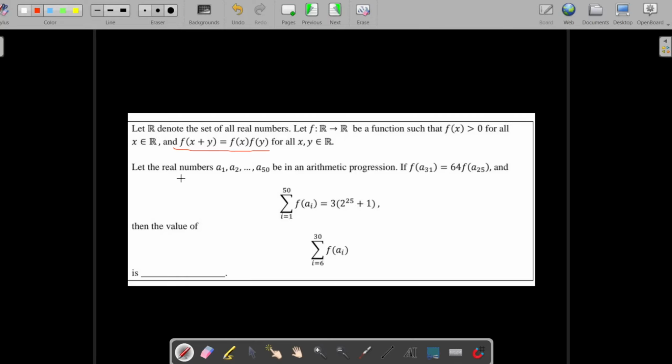The question is, let numbers a1, a2 up till a50 be in an arithmetic progression, and we have some values and some conditions here. First of all, f of x is always greater than 0. This point will come in handy afterwards, and it is defined over all values of R. So let us start solving it.